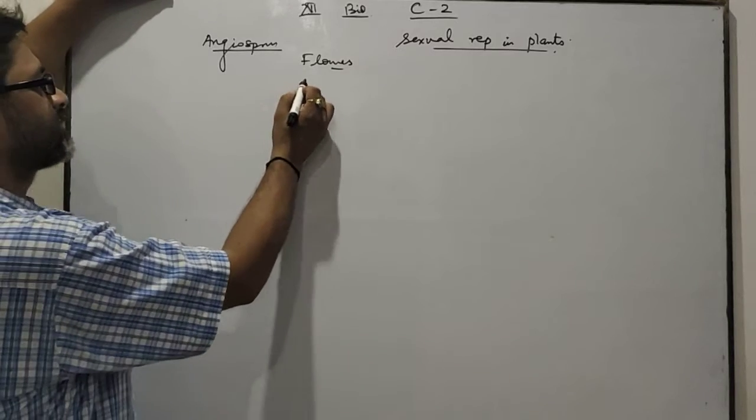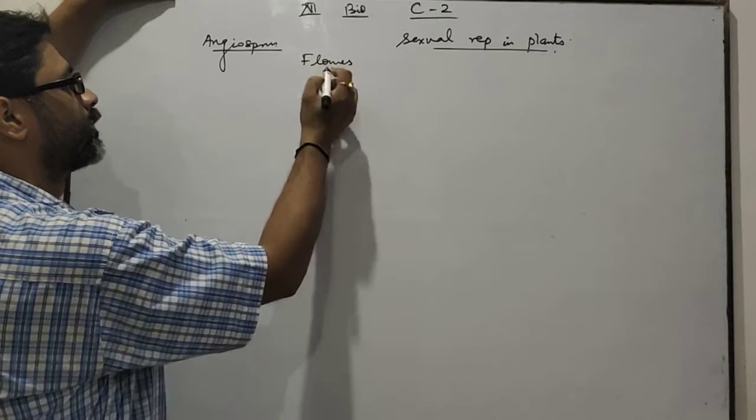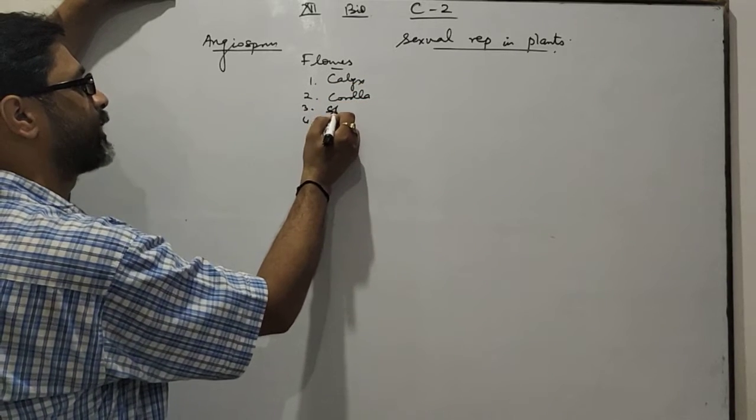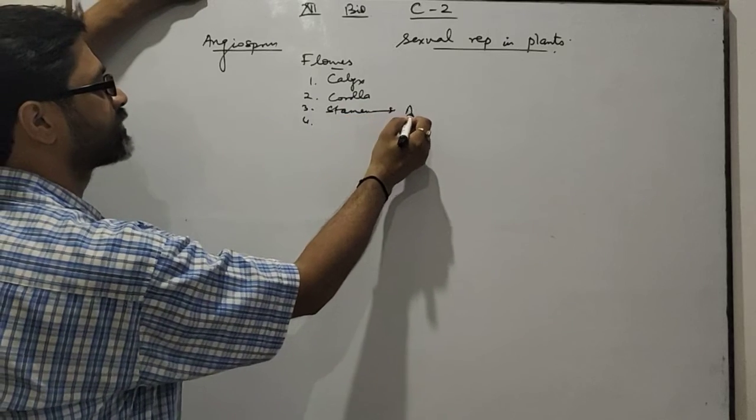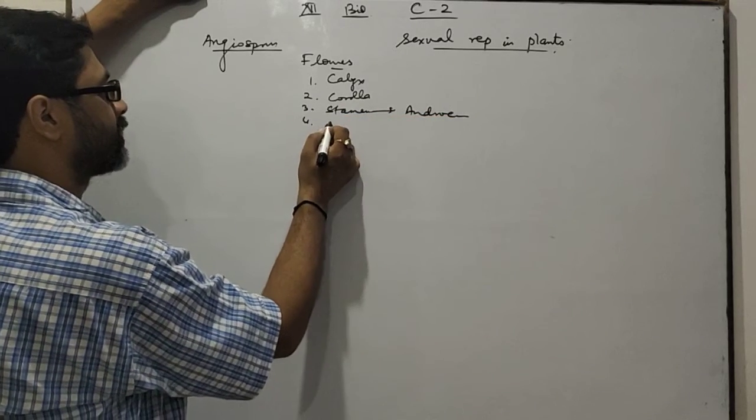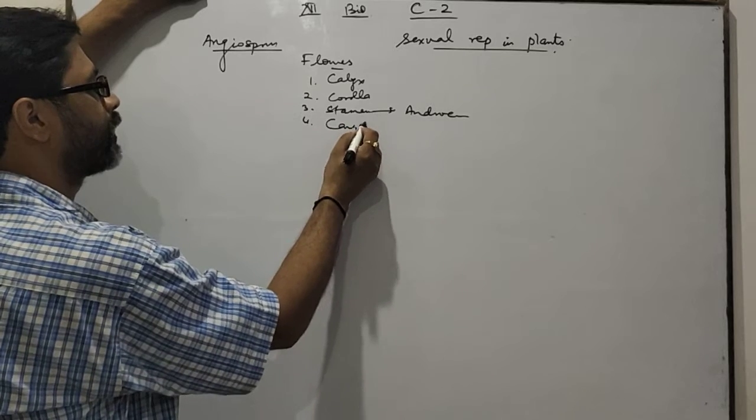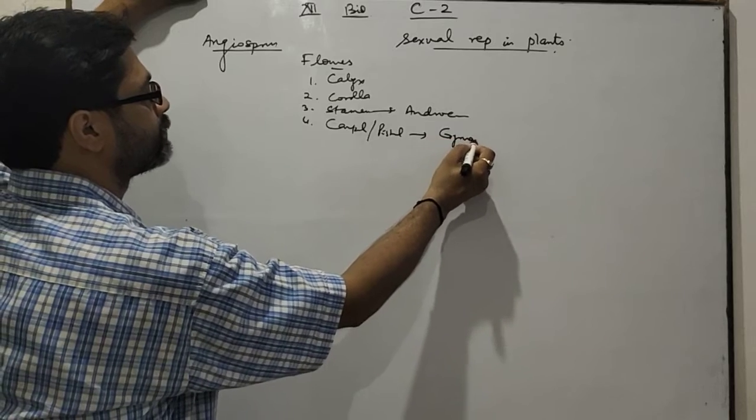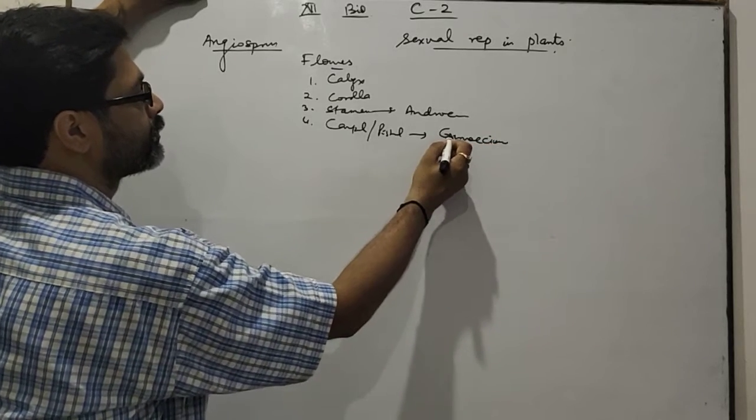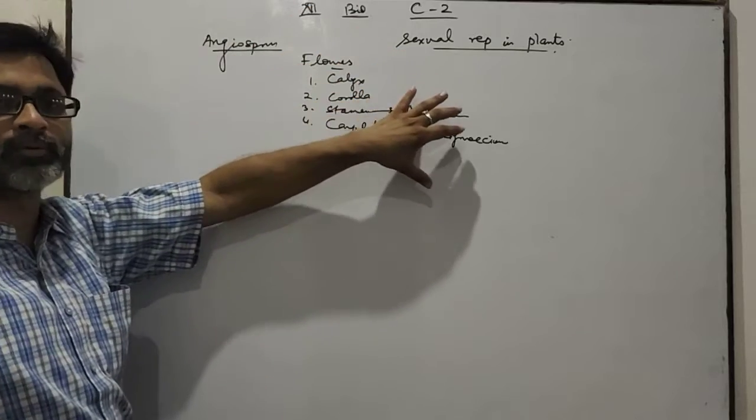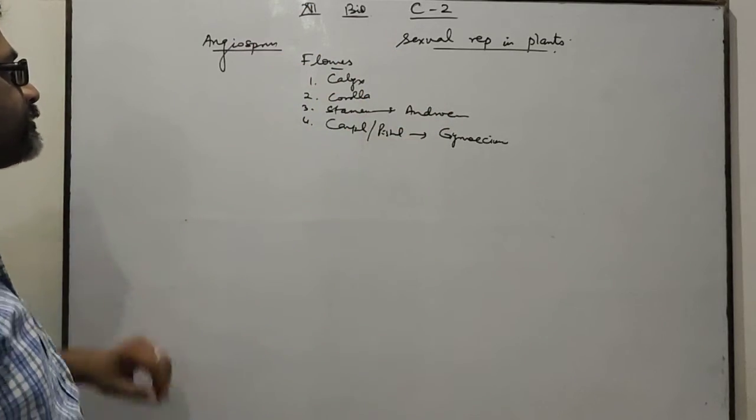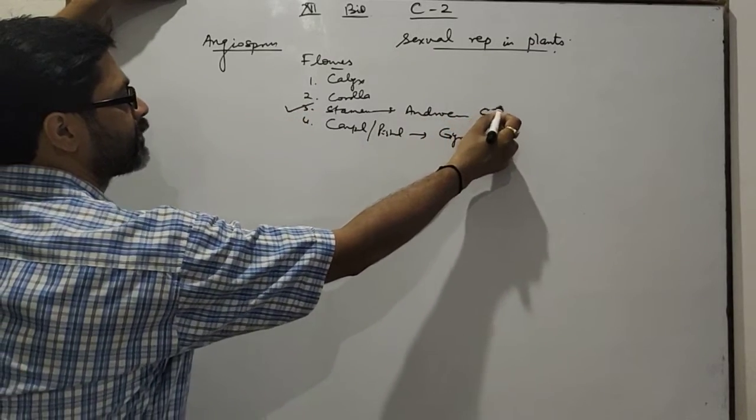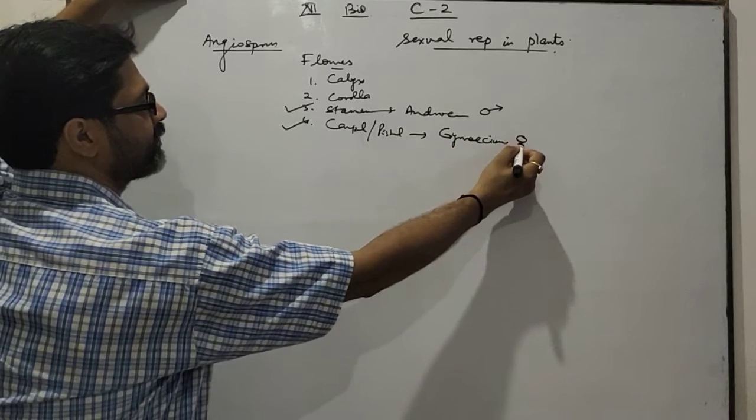You know that a flower contains four main parts: calyx, second one is corolla, third one is stamens, the group of stamens is known as androecium, and fourth one is carpel or pistil, and that collection is called gynoecium. You have already known about this in class 10. Stamens are the male part of the flower, whereas carpel or pistil is the female part of the flower.